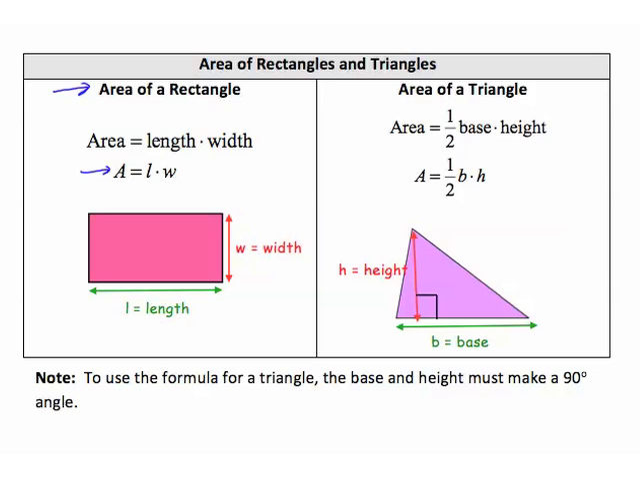This is the way you usually will see this. Capital A for area equals L for length times W for width. And you can see down here in our picture that the length goes all the way across the bottom and the width goes up and down on the side.